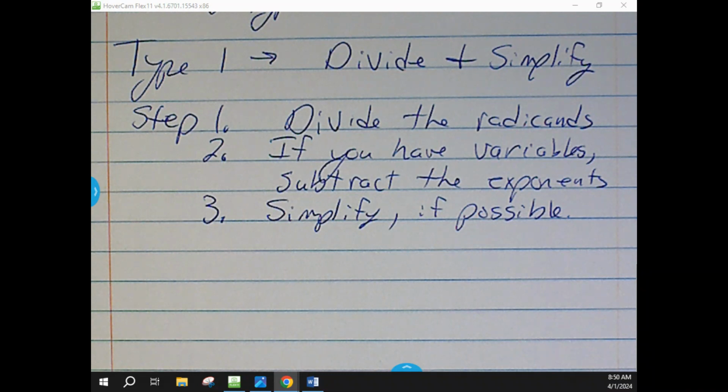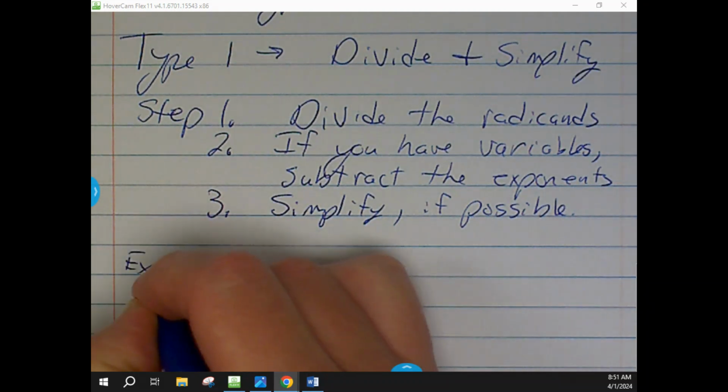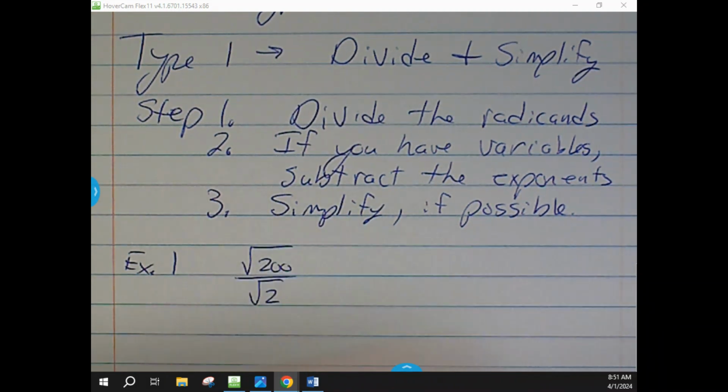And for most of these problems, they're going to have it written whether you've got one radical that's together or two radicals that are kind of separate. Basically, you always kind of do the opposite of whatever it is that they give to you. So if they give you something like this, where you have square root of 200 divided by square root of 2.